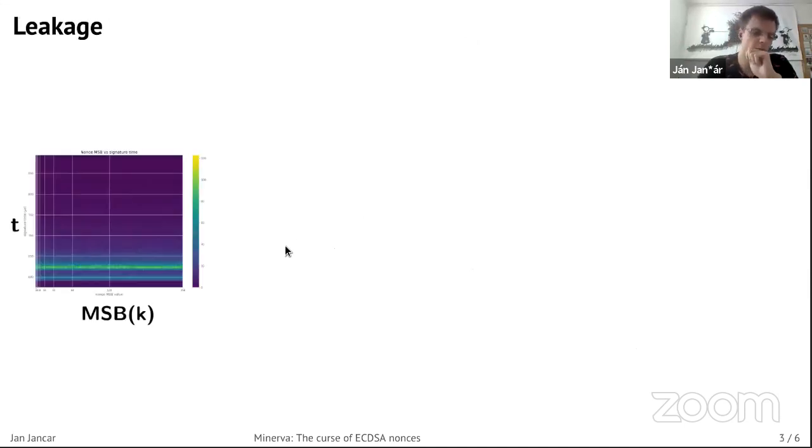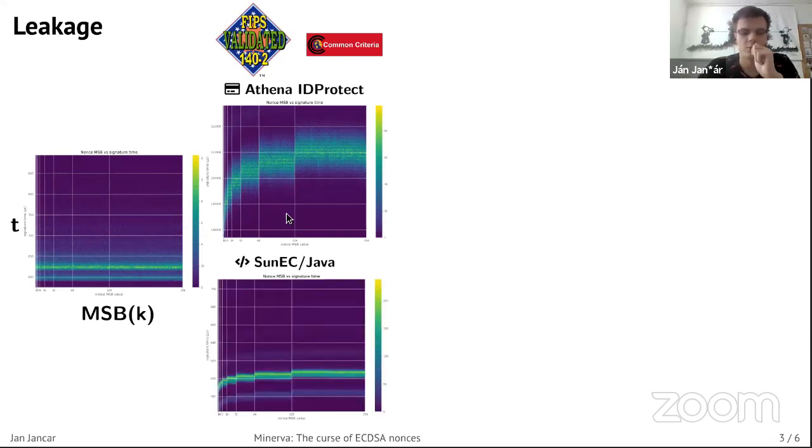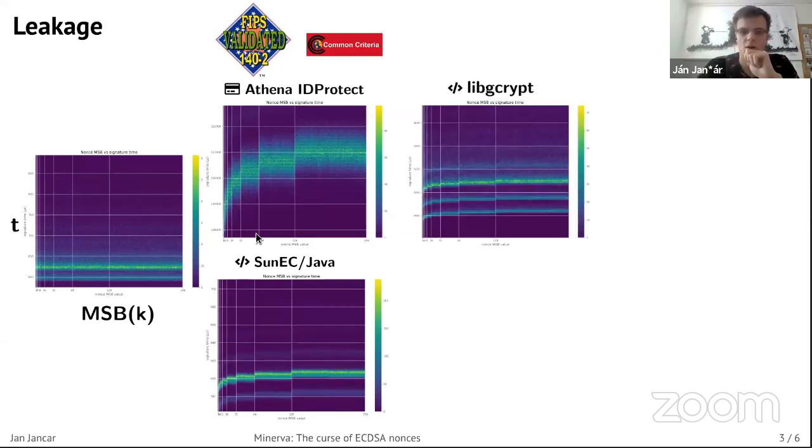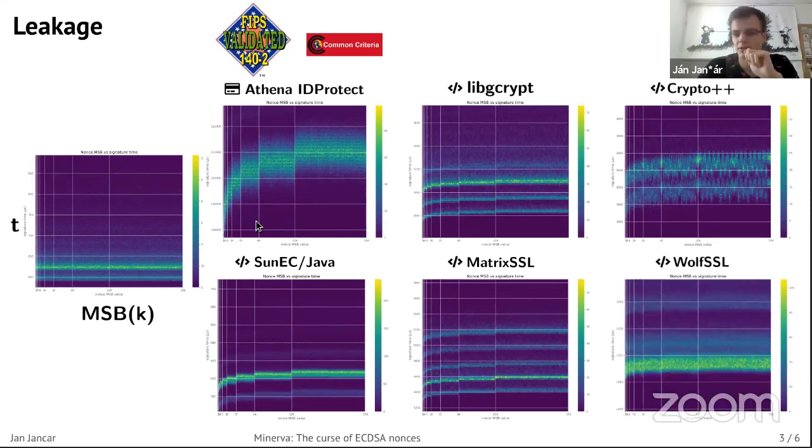So what we expected when we looked at timing is something like this. You can see a heat map of the most significant byte of the random nonce, and this is the duration of signing. This is a nice constant-time implementation. It's pretty much a flat line, nothing to see here. Instead, what we got was this for the Athena IDProtect smart card, which is a FIPS validated and Common Criteria certified smart card. Then we got this for the default implementation in Java on binary field curves. We got this in libgcrypt, MatrixSSL, Crypto++, and finally even wolfSSL if you look really closely.